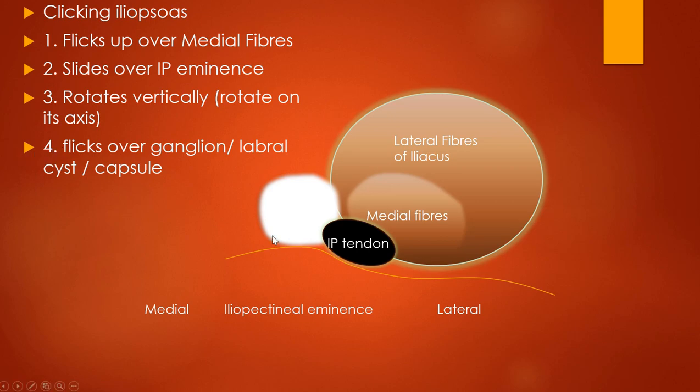So there's different versions of clicking that can come from the iliopsoas tendon. For number one, they can flick up and over the medial fibres of iliacus, like so. They can also slide over the iliopectineal eminence, like so. They can rotate vertically on their axis, just flicking on themselves, or they can flick over ganglions, labral cysts, and capsular thickening, which can occur slightly more laterally.